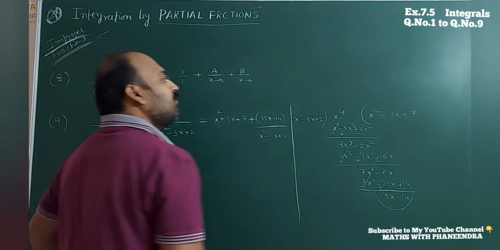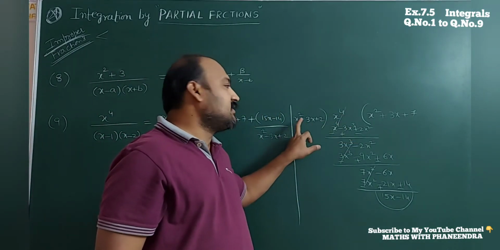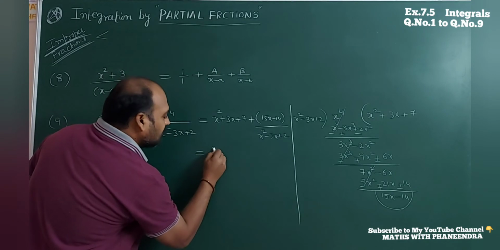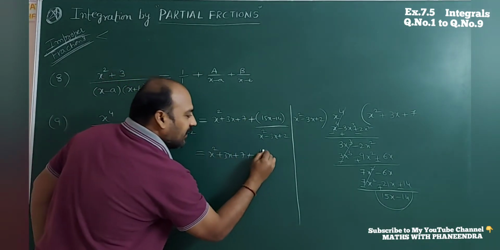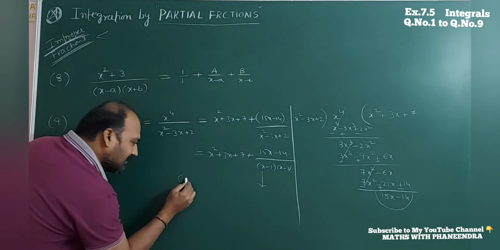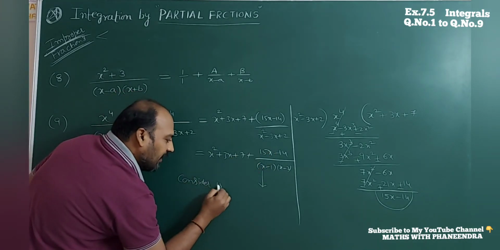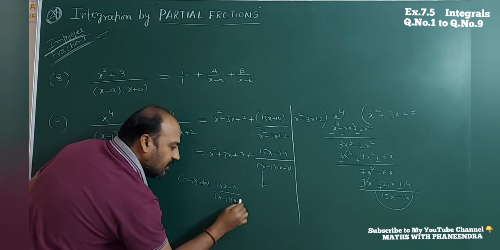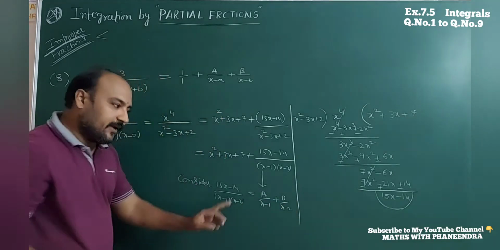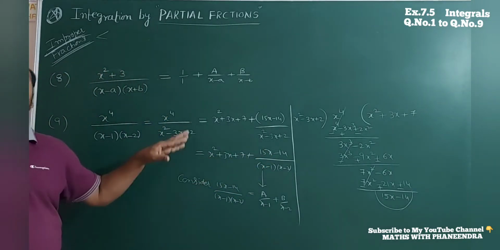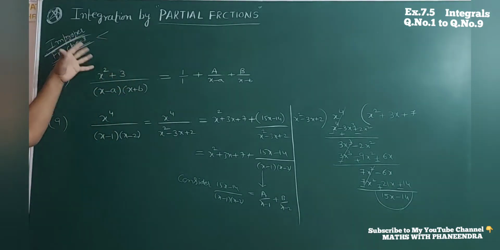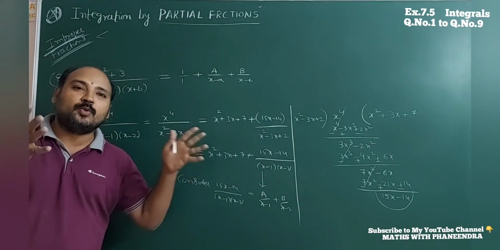Do you understand now? This is the divisor, this is the dividend, this is the quotient, this is the remainder. So we can write it as x² + 3x + 7 plus (15x − 14) by (x − 1)(x − 2). From this, consider (15x − 14) by (x − 1)(x − 2). It is a proper fraction. We can apply A by (x − 1) plus B by (x − 2), get the values of A, B and substitute in this. We will get the partial fractions and then integrate. This is the information on integration by partial fractions. I hope you people understand that.